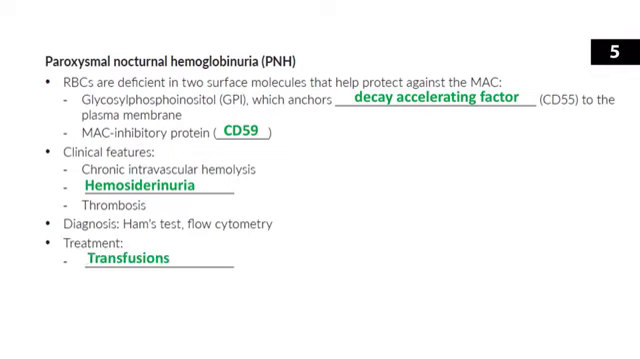So how do we treat it? These patients need transfusions because of the hemolysis. We also anticoagulate them with warfarin because of the risk of thrombosis. And then there's a drug called eculizumab, which is a monoclonal antibody that inhibits complement and prevents it from attacking red blood cells. But eculizumab costs several hundreds of thousands of dollars a year.